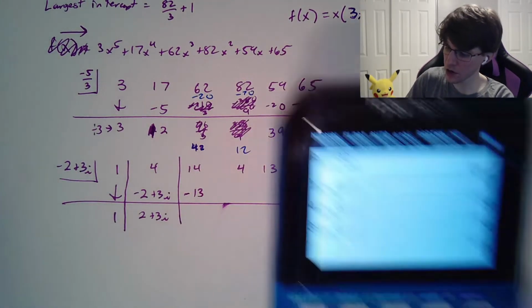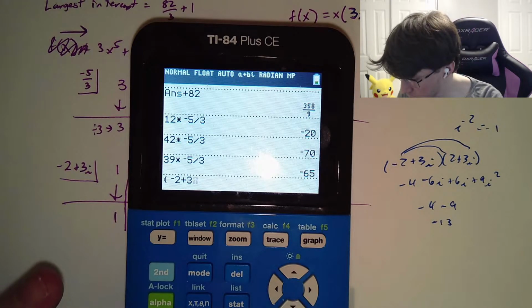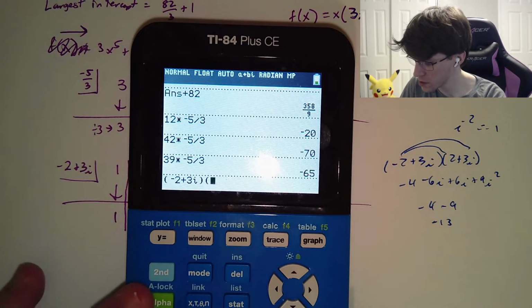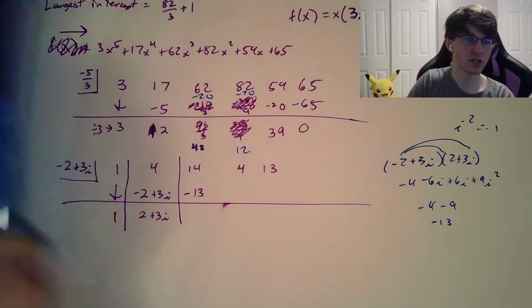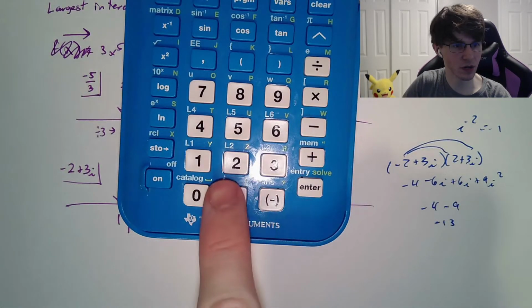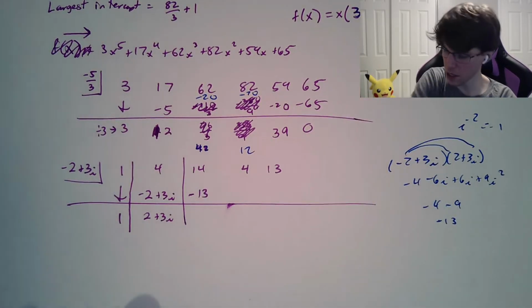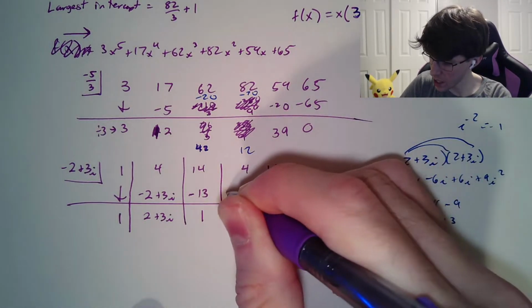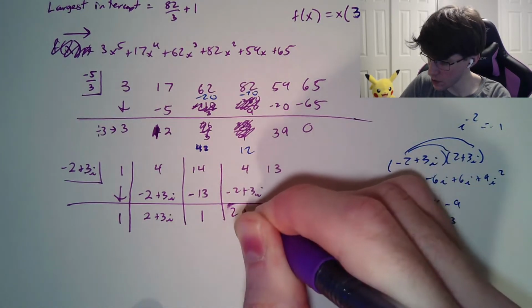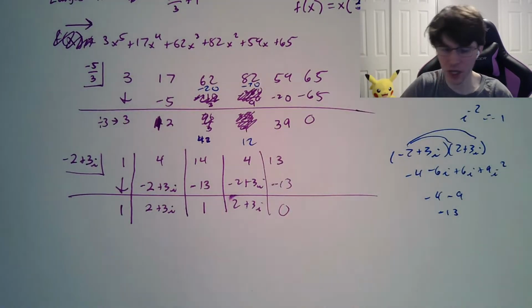Just to prove to you, though, that your calculator can do this, once you have enabled that a plus bi mode, negative 2 plus 3i times 2 plus 3i, and sure enough, you get that same negative 13. So it does work. By the way, the i button is used down here. It is that blue one above the dot. All right, finishing this up, let's make this again as nice and neat as possible. We have the 1, again, negative 2 plus 3i, and 2 plus 3i. And this is a repeat of the previous ones. This also has to be negative 13, which is 0, which is what we wanted.